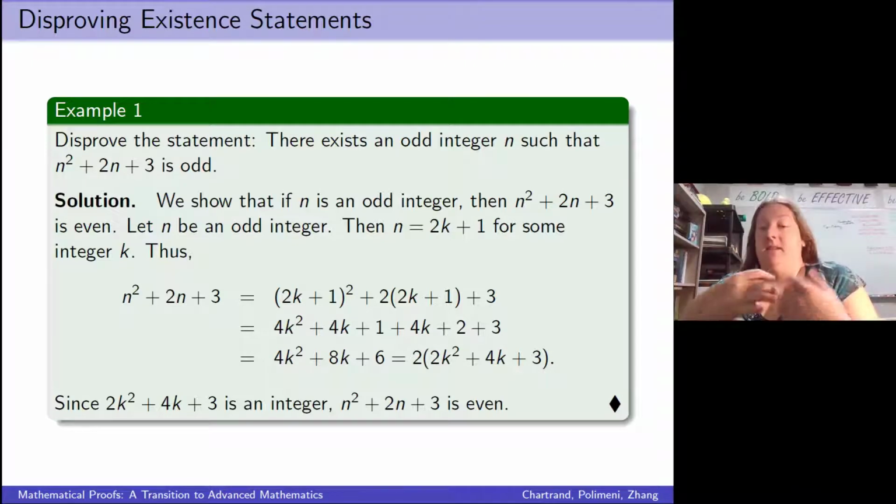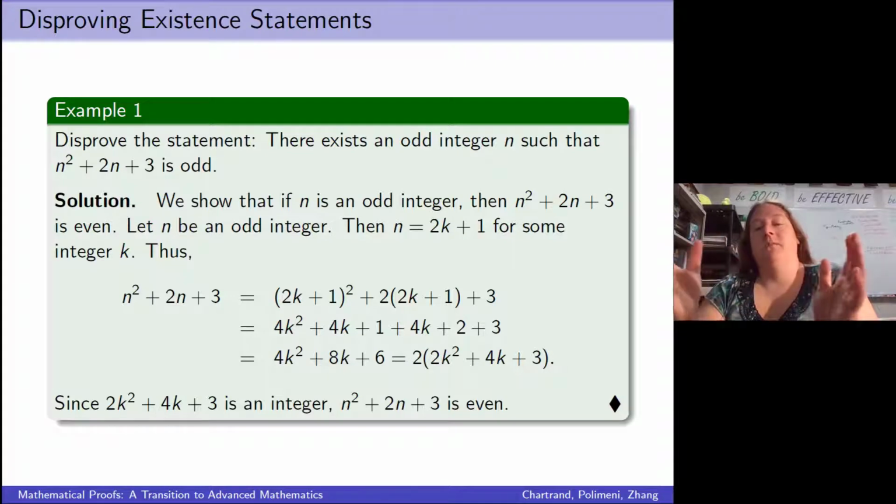So we're going to let n be some generic odd integer, 2k plus 1 for an integer k. So we have n squared plus 2n plus 3 equals, and we're going to plug in our 2k plus 1 for n, and we're going to simplify everything, and we're going to get to the point where we have 2 times the quantity 2k squared plus 4k plus 3. Now, that quantity is an integer, so our original expression, n squared plus 2n plus 3, is even by the definition of an even integer.